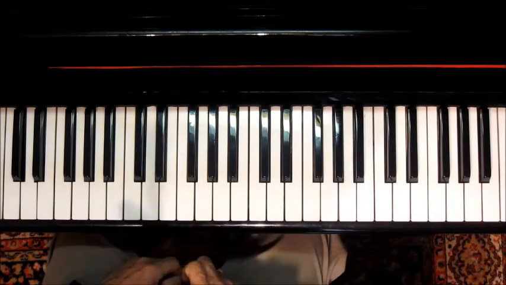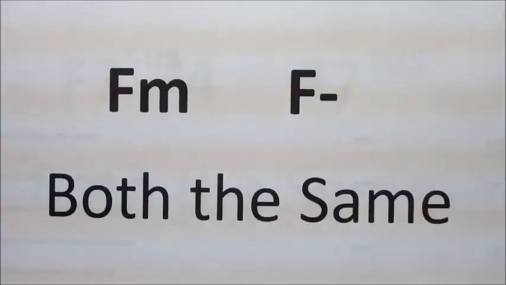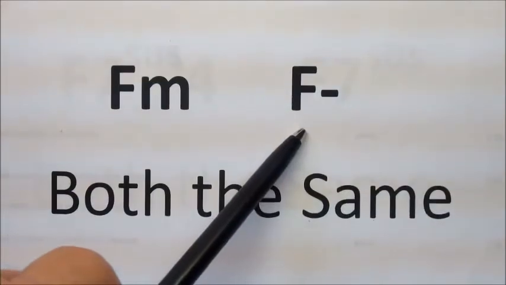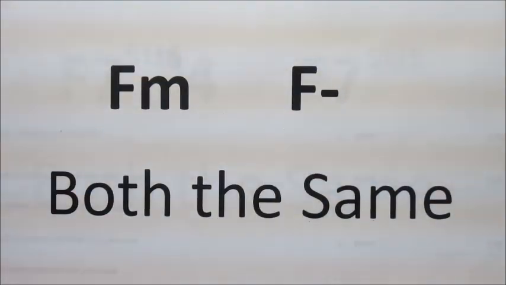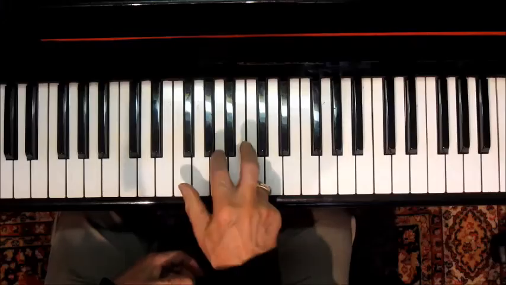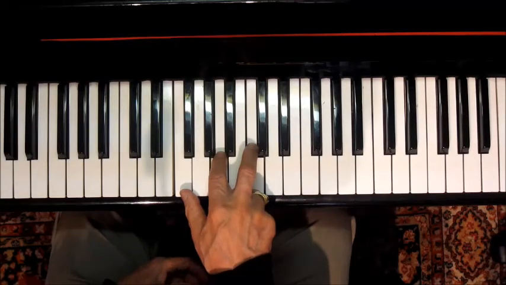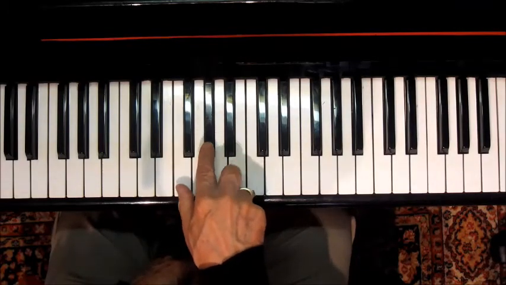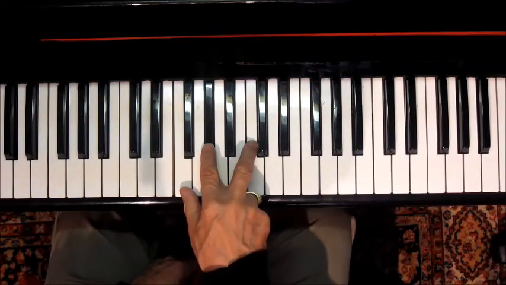Let's take a look at minor. The F minor chord comes in two forms, F with a small case m, or just a simple F minus. They're both the same. The minor chord is based on the triad with the third flattened half a tone. Just flatten the third, the minor third in the triad makes the chord minor.